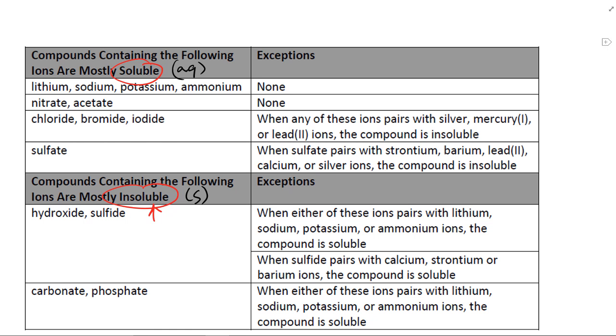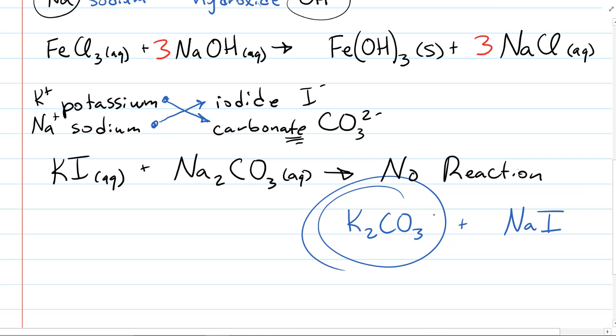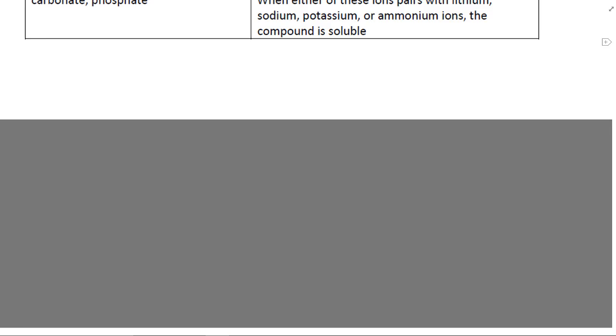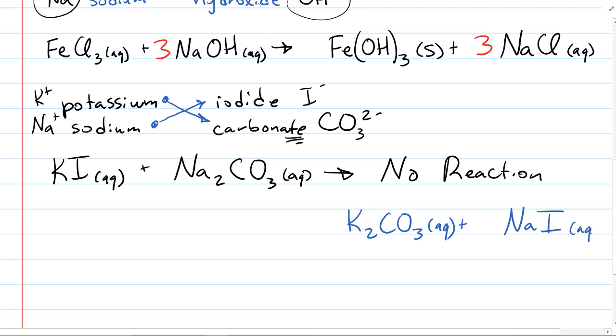But then you say, well, wait, what about the carbonate? So we look at carbonate. If you looked at this first, it's under mostly insoluble. But if you look at one of the exceptions, it is if it's paired with potassium. So either way, we wind up with the same result. The phase label of this is going to be AQ. And the phase label for the sodium iodide, well, because it contains sodium, its phase label is going to be AQ. Again, because it's soluble and there are no exceptions.